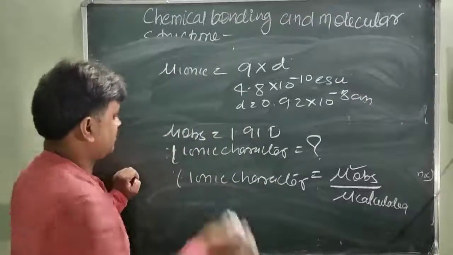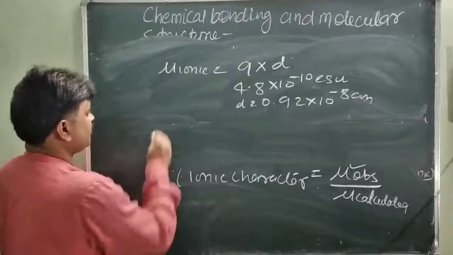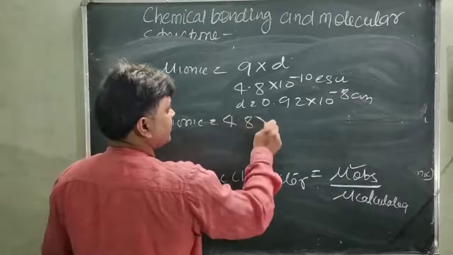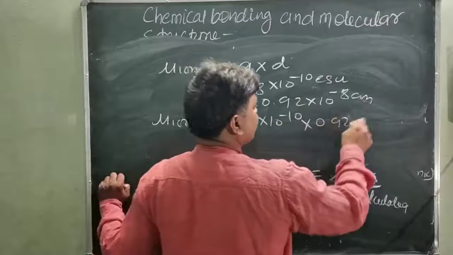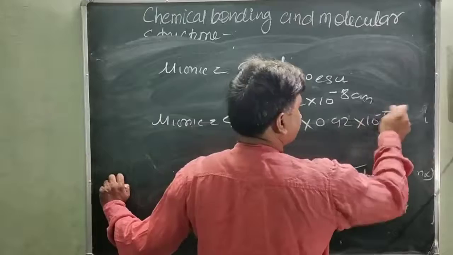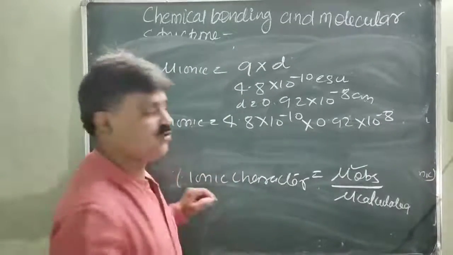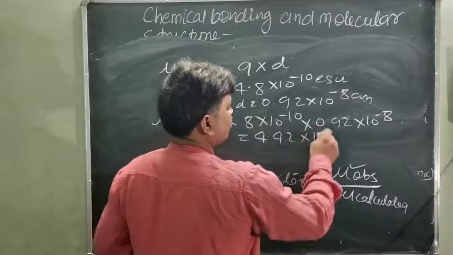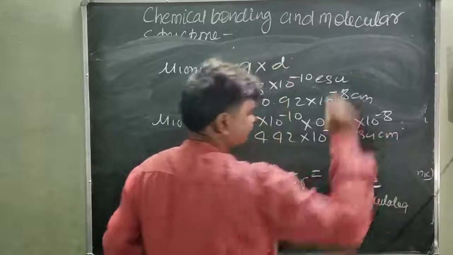So this value becomes mu ionic is equal to 4.8 into 10 power minus 10 into 0.92 into 10 power minus 8 ESU centimeter. After multiplying to each other, it becomes 4.42 into 10 power minus 18 ESU centimeters.